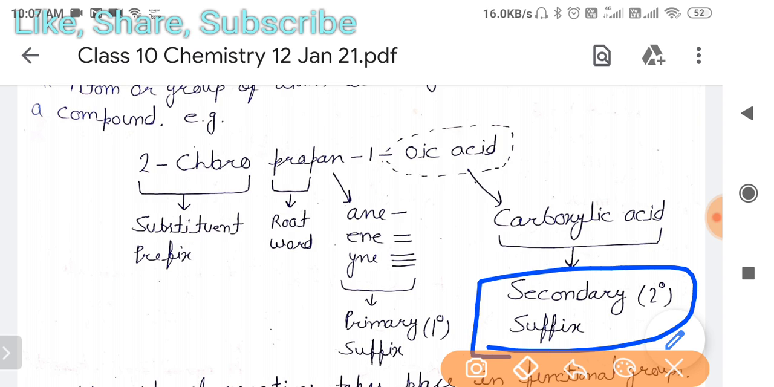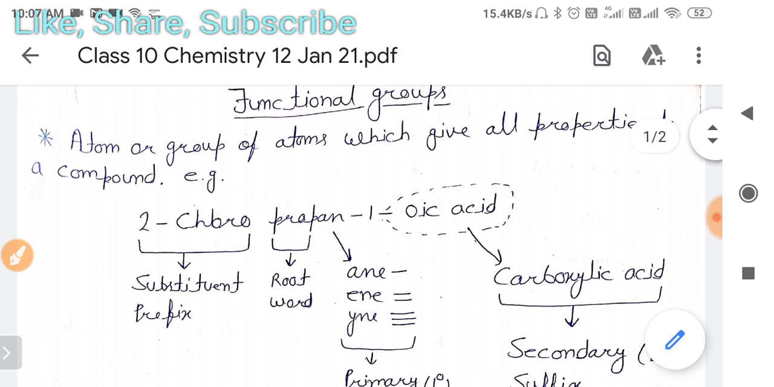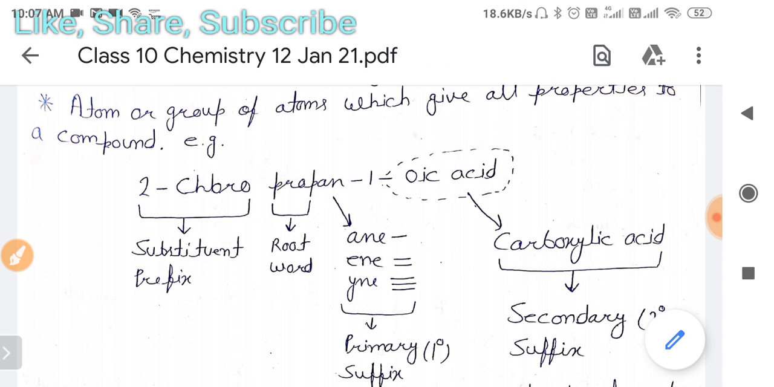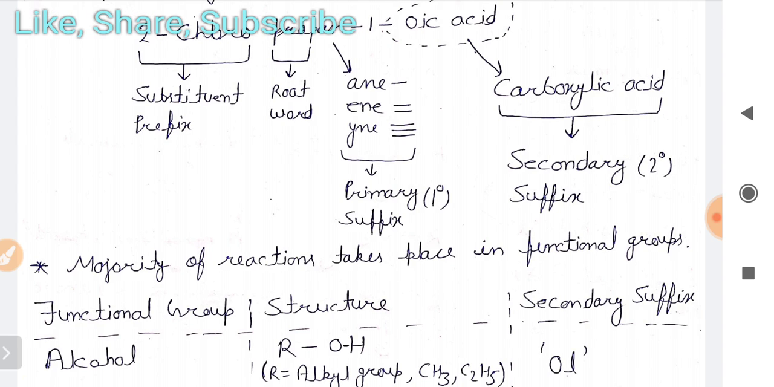And this secondary suffix, which I have to study today, is known as the functional group. As you know, the hero always takes entry at the last sometimes. So these are the main actors of organic chemistry, which come at the end of any compound, because they contain all properties of a compound; any chemical property is represented by them. So these secondary suffixes are known as functional groups, which we have to study today. The majority of reactions take place in functional groups only. This is the main thing.